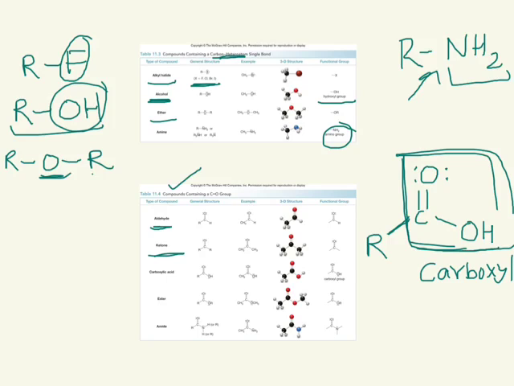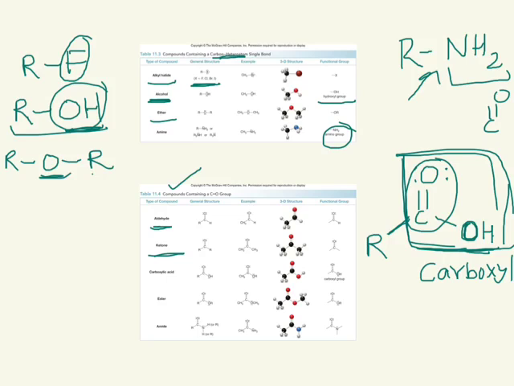Now you cannot pick OH for this. You cannot say the alcohol functional group is present, because for alcohol, OH has to be attached to just the carbon, while in this case OH is attached to the carbonyl, not just the carbon. And what is carbonyl? C double bond O.